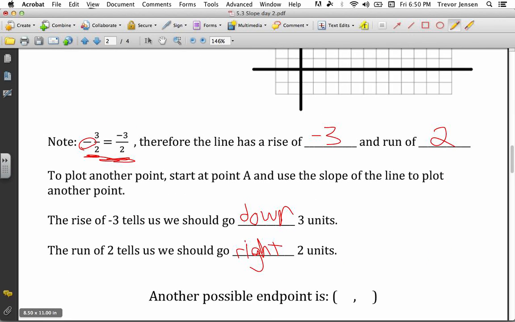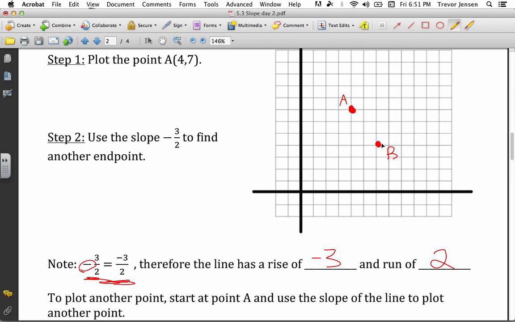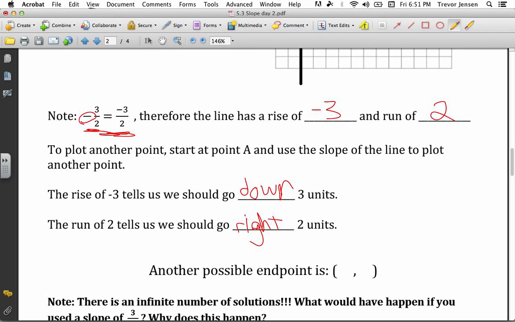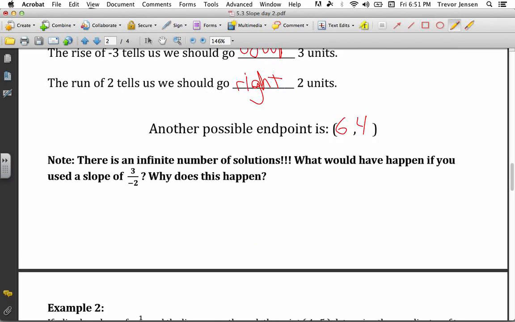So another possible endpoint, I found point B. What are the coordinates of point B? Well, on the x-axis it's at 1, 2, 3, 4, 5, 6. On the y-axis it's at 1, 2, 3, 4. So it's at point 6, 4. That's another possible point.